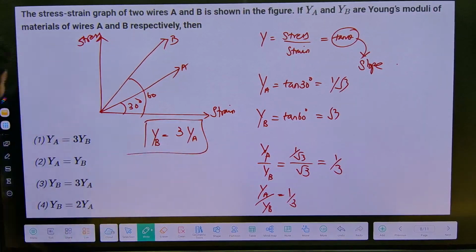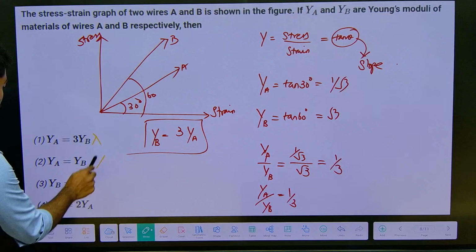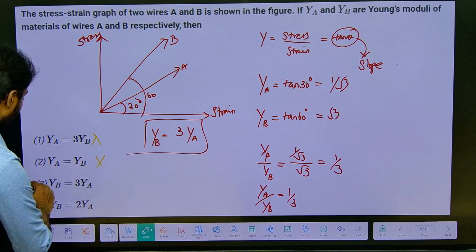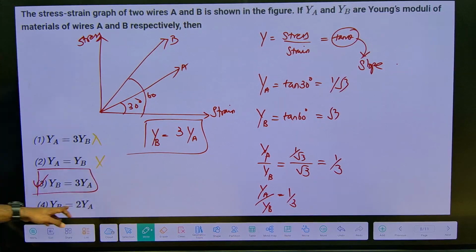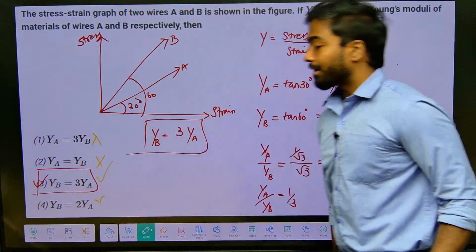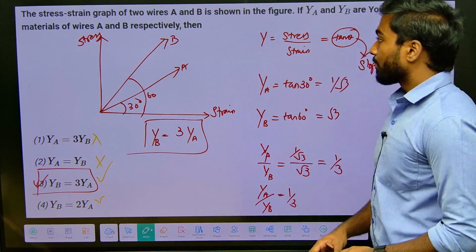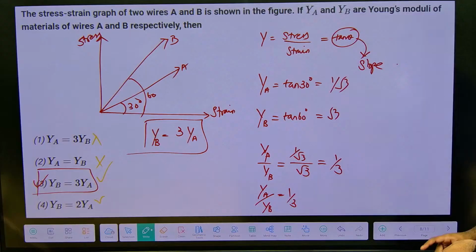So which is the correct option? Option A, YA equals 3 YB, no, neglect it. YB equals 3 YA, yes, this is the correct option. YB equals 2 times, no, neglect this fourth also. Option B is the correct answer for this question. Got it? Right. Can we go for the next question?